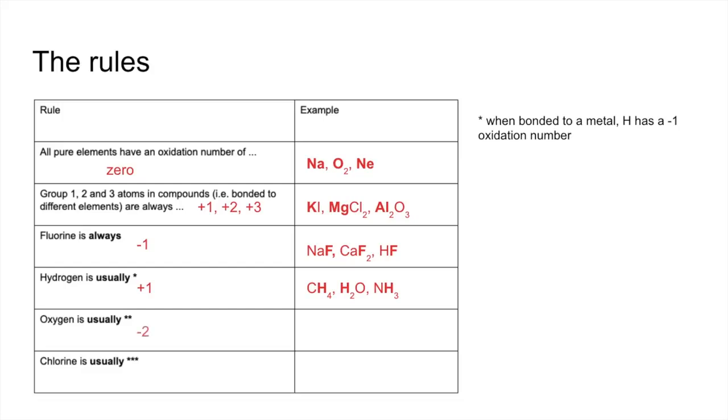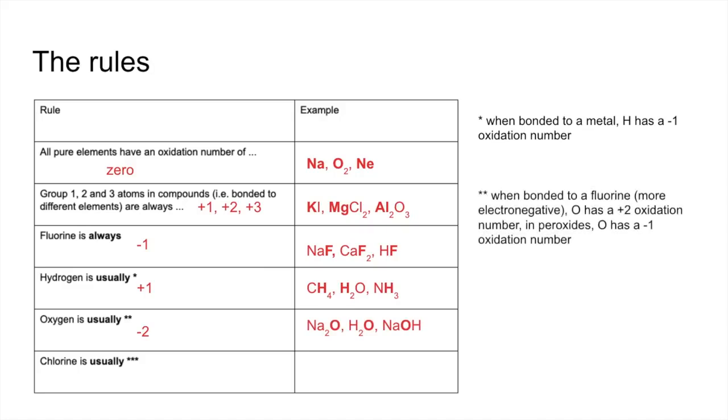Oxygen is usually -2. So there's some examples of oxygen with a -2 oxidation number. However, when it's bonded to fluorine, which is a more electronegative element than oxygen, oxygen has a +2 oxidation number. And in peroxides, so something like hydrogen peroxide H2O2, oxygen has a -1 oxidation number.